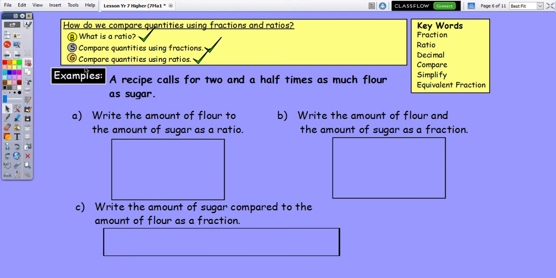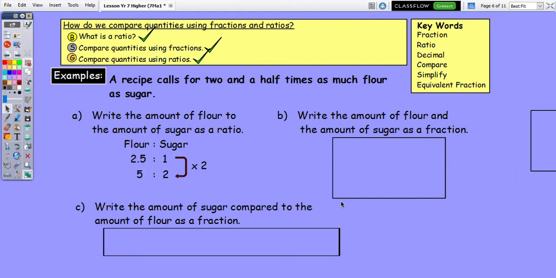Brilliant. Okay, so the question's a little more interesting in that we have a recipe. A recipe calls for 2.5 times as much flour as sugar. We all know what flour is, and hopefully we all know what sugar is, and we also hopefully know what this question is saying to us. So write the amount of flour to the amount of sugar as a ratio. Instead of writing it as a fraction, we're going to write it as a ratio. And all I'm going to do is rewrite the question as a ratio.